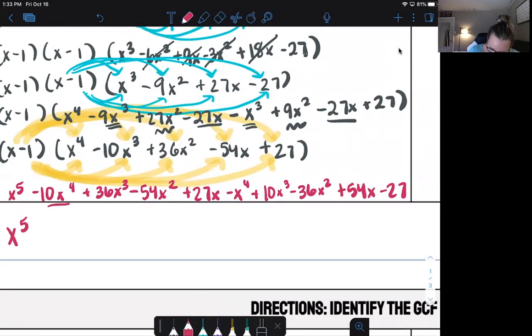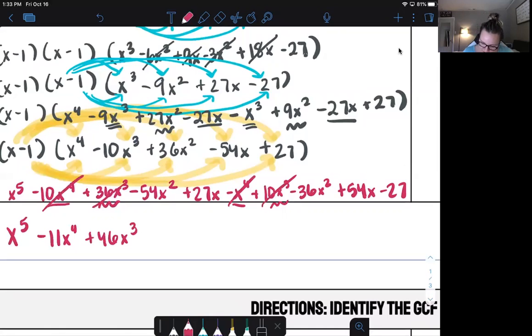Let's see, negative 10x to the fourth, negative x to the fourth would be negative 11x to the fourth. Hopefully all my signs are right and everything. All right, 36x cubed would go with 10x cubed. So we get 46x cubed. I'm just crossing them out when I'm done with them, so I don't have to look at them again.